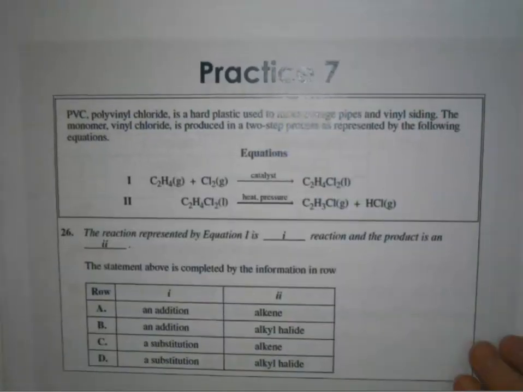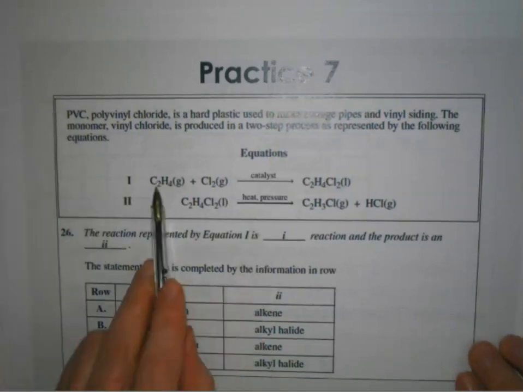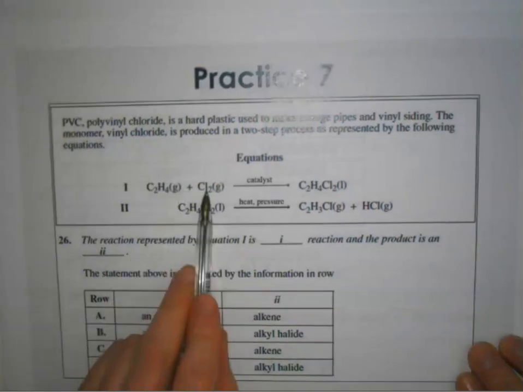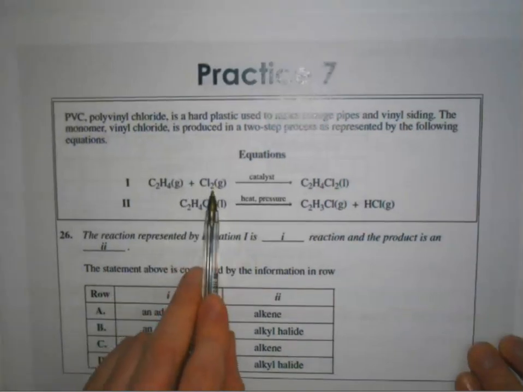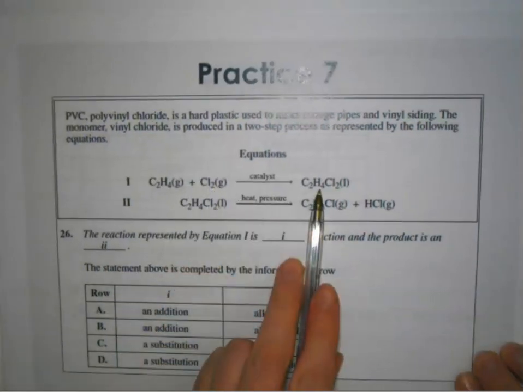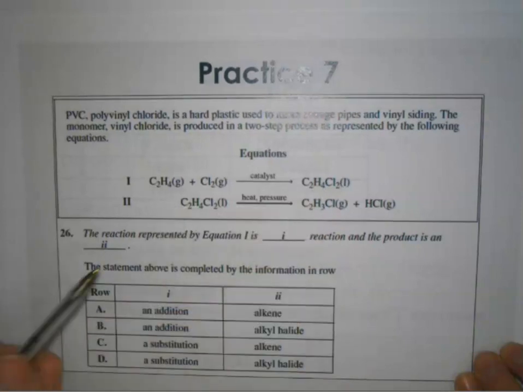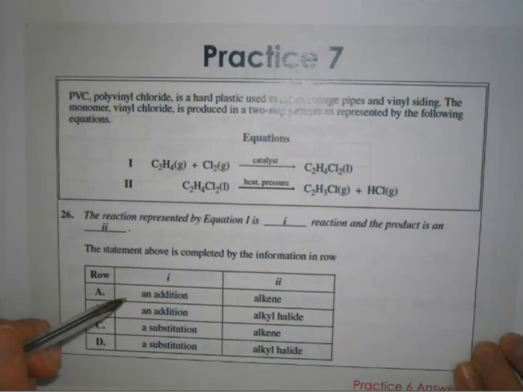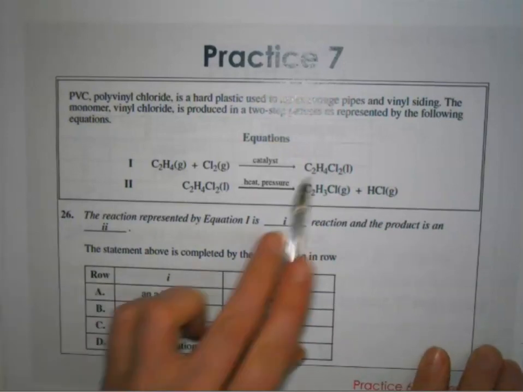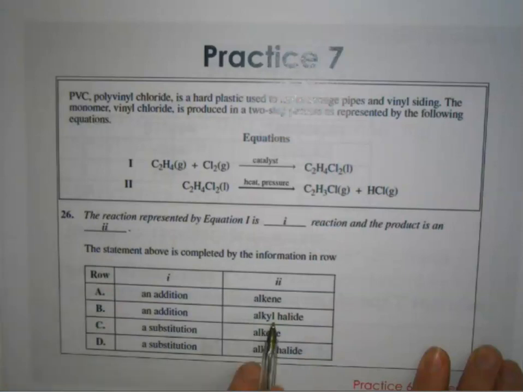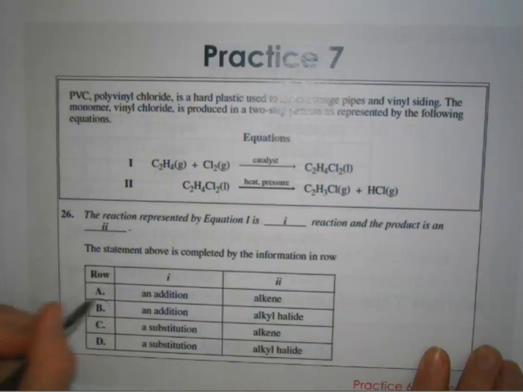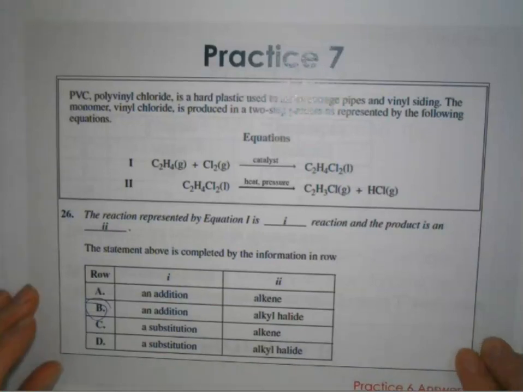Practice number 7, we have a couple of reactions. The reaction represented by equation 1. Again, we have ethene plus a halogen, and we end up with C2H4Cl2. What's happening there is we're breaking a double bond, so that's going to be an addition reaction. And what do we end up with for a product? It's going to be an alkyl halide. You're breaking that double bond, so you're not going to have an alkene anymore, so it would be B for that one.